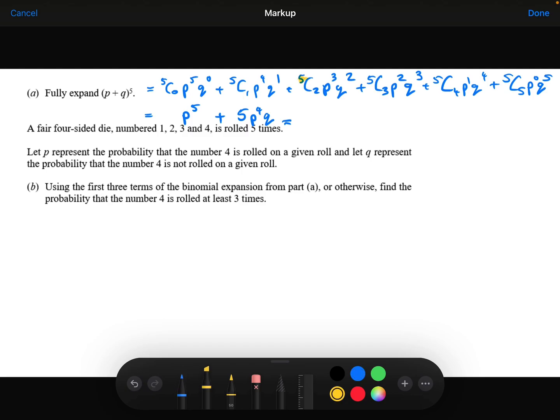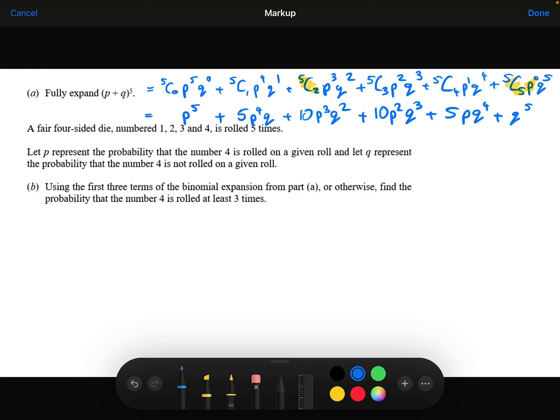Next, we've got 5C2, which is 10, times p cubed times q squared. 5C3 is also 10, times p squared times q cubed. 5C4 is 5, p to the power 1 is just p, q to the power 4. 5C5 is 1, p to the power 0 is 1, so 1 times q to the power 5 is q to the power 5. And we're done.